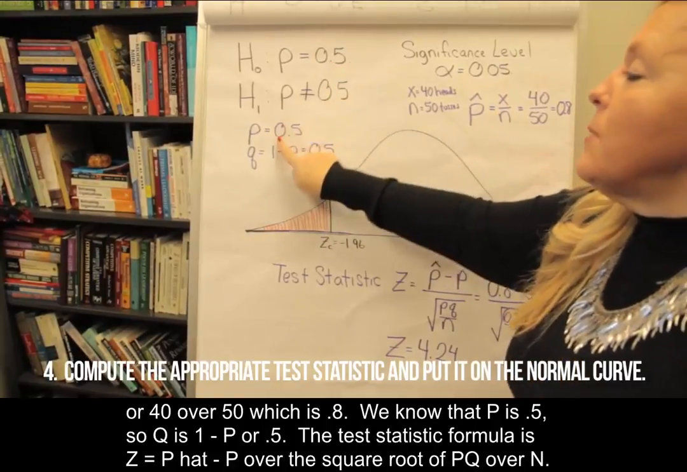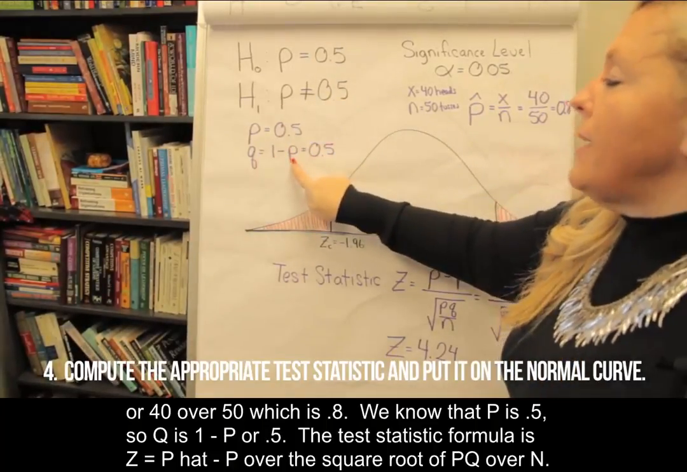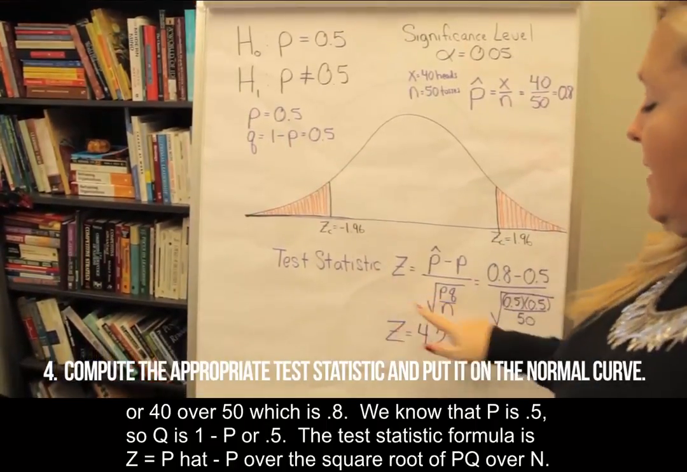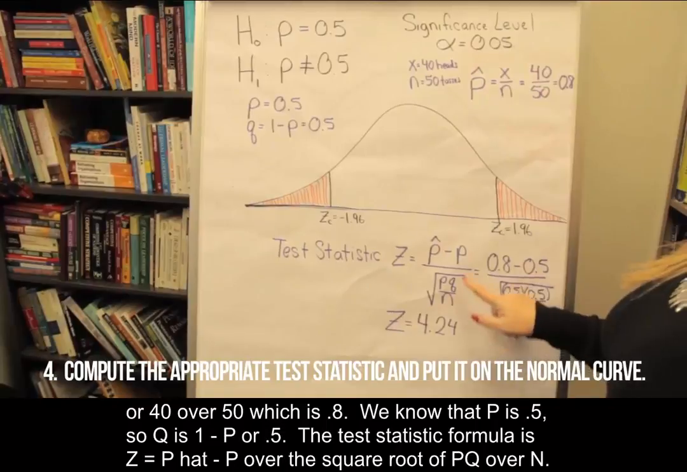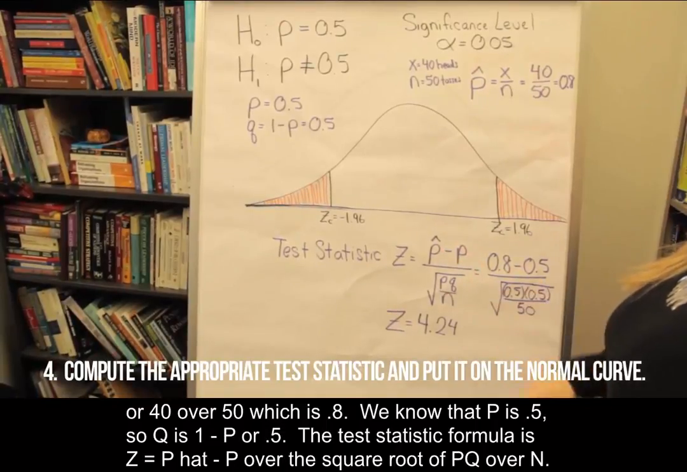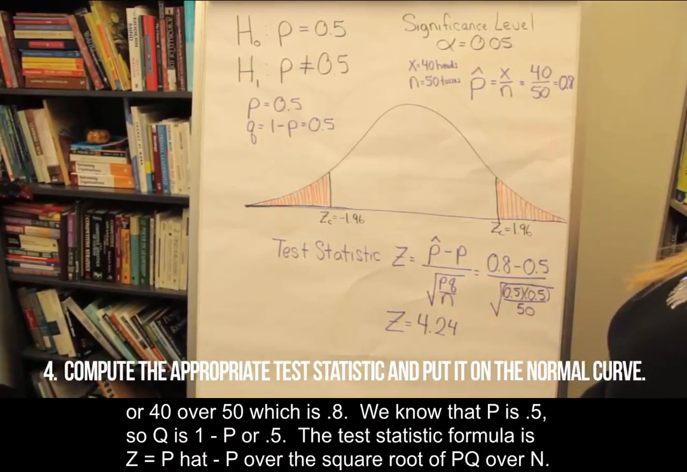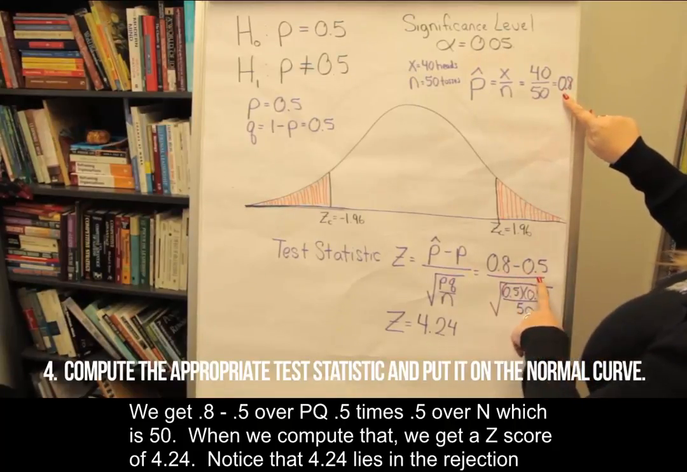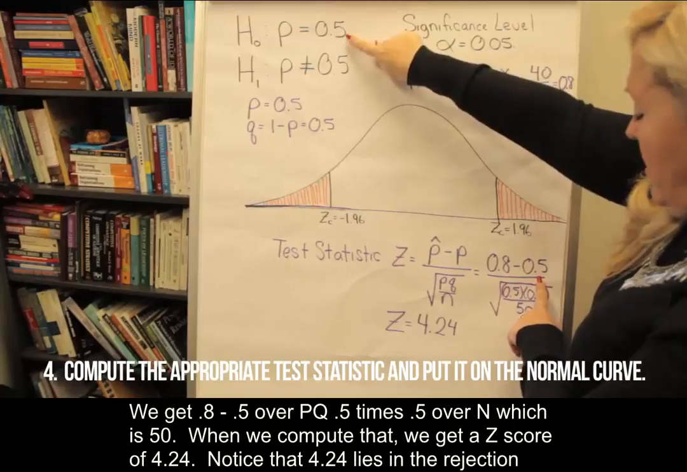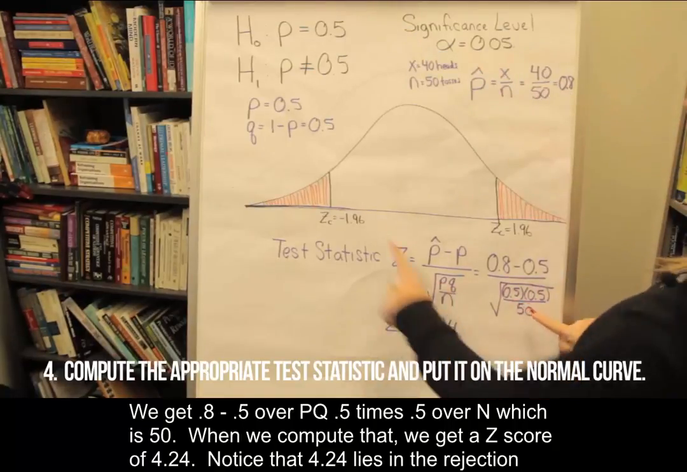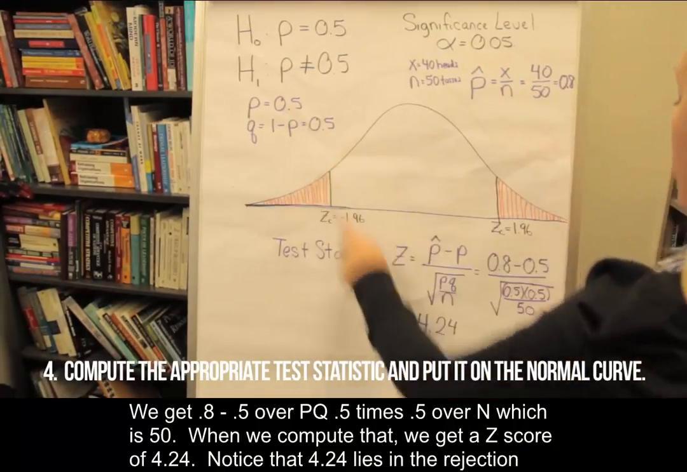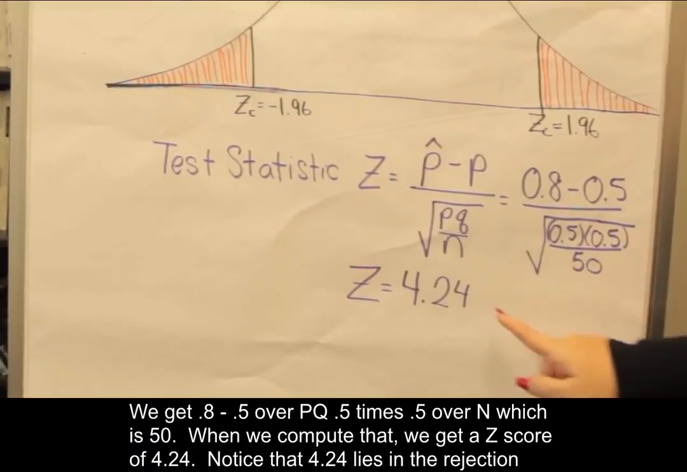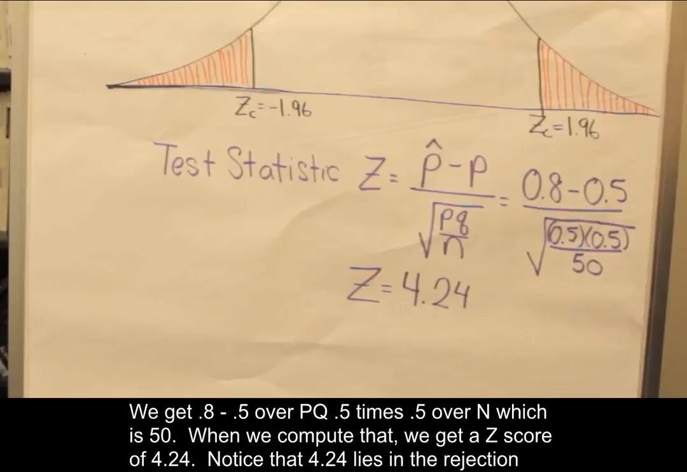We know that P is 0.5, so Q is 1 minus P, or 0.5. The test statistic formula is Z equals P hat minus P over the square root of PQ over N. We get 0.8 minus 0.5 over the square root of 0.5 times 0.5 over N, which is 50. When we compute that, we get a z-score of 4.24.